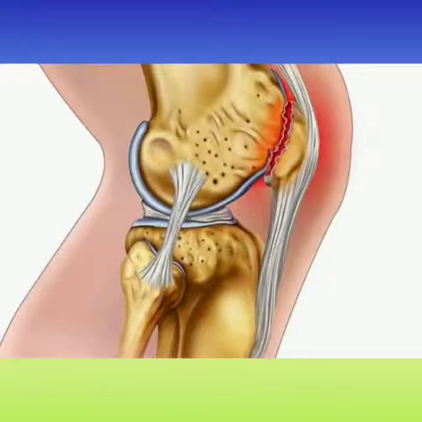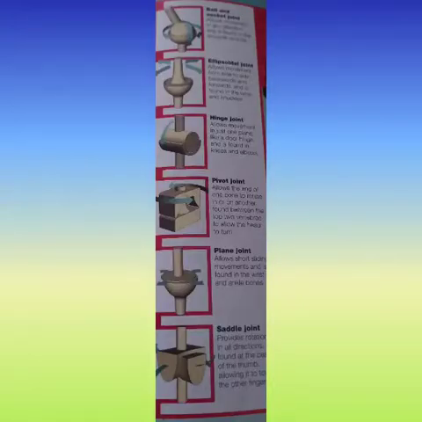The cartilage protects the bone from getting damaged as a result of constant movements that take place at the joints. Now we will study the types of joints. These are the types of joints. First we will read the ball and socket joint. It allows movements in any direction and is found in the shoulder and hip.